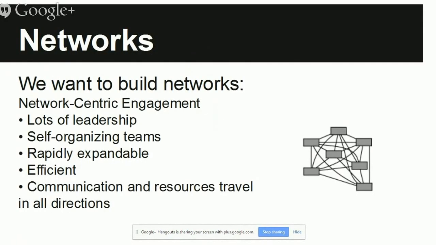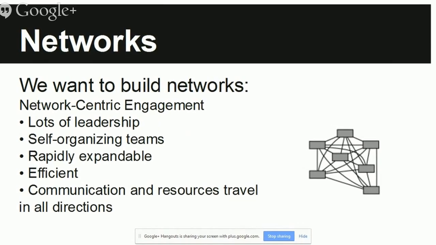So we want networks. We want a network-centric engagement. We want lots of leaders. We want self-organizing teams. We want to expand rapidly. We want to be pretty efficient, and we want to be able to communicate and spread resources in all directions. We want to create networks that share on their own, that lead on their own, that do their own thing.